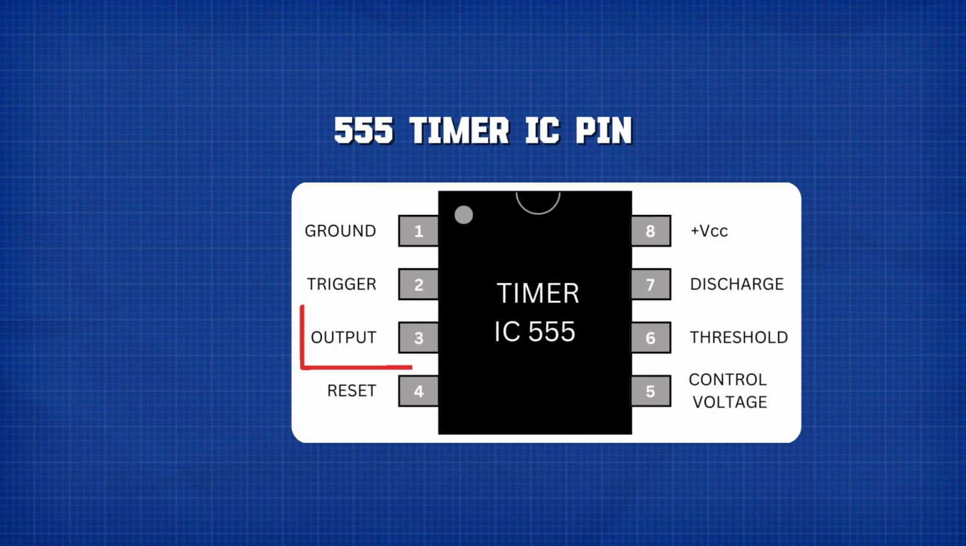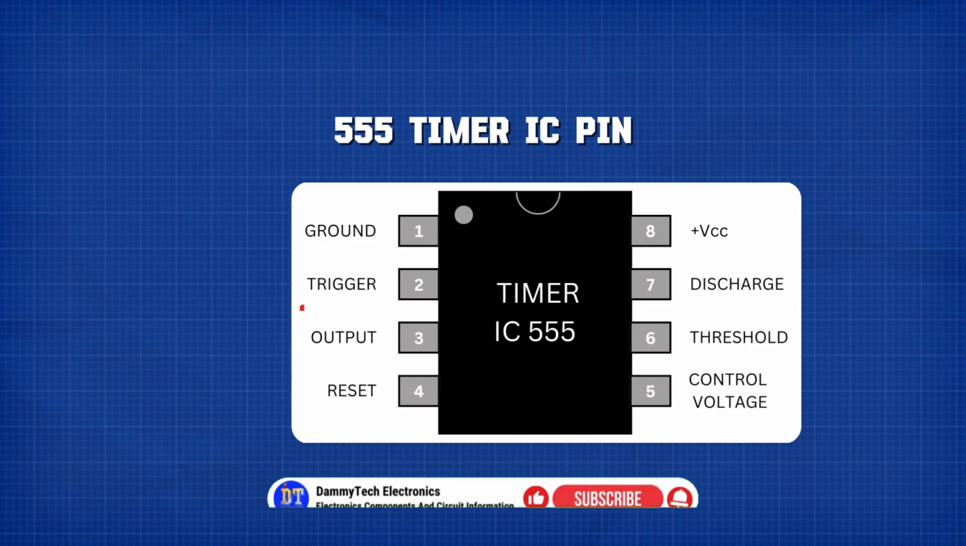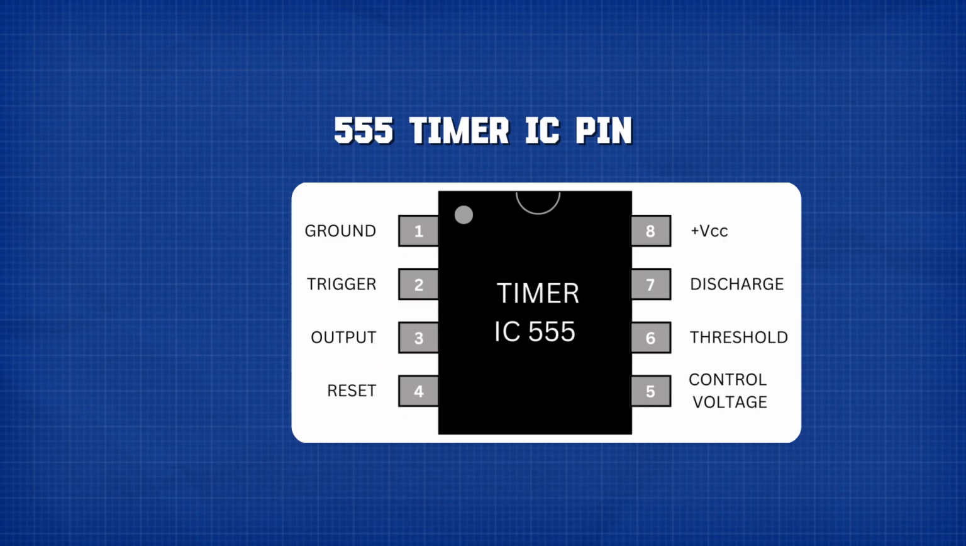Pin 3 is output. This is where we get the signal from the 555 timer. The output can go high or low. When it is high, it can turn on an LED, drive a transistor, send a signal to a MOSFET, or control another circuit. Pin 4 is reset. This pin is used to reset the 555 timer. If this pin is pulled low, the IC stops working and the output goes low. But in many simple circuits, pin 4 is connected to the positive supply, so the IC can work normally.